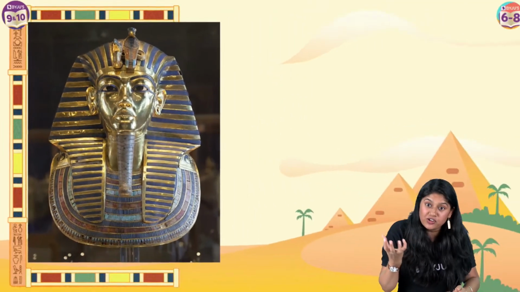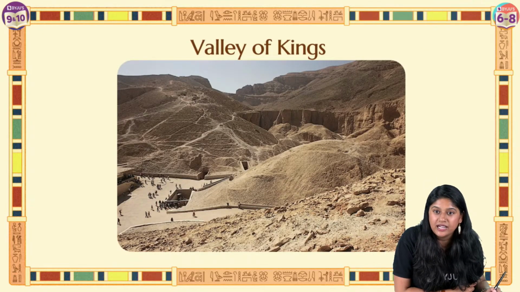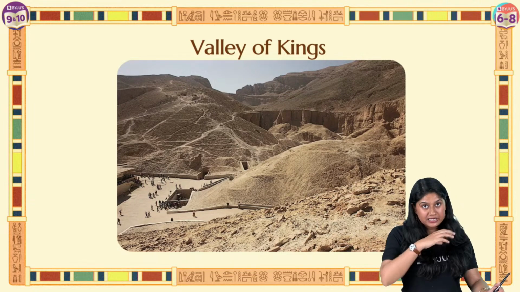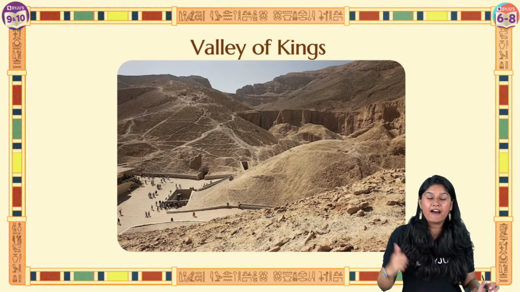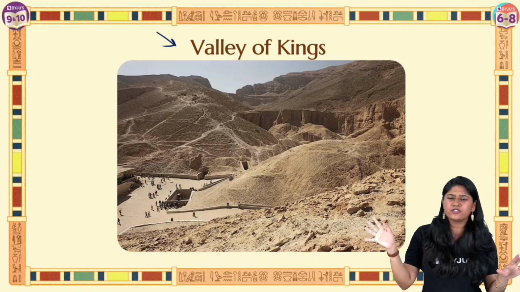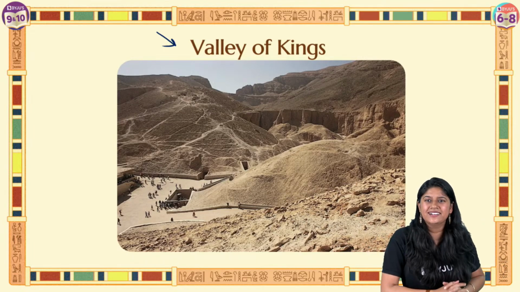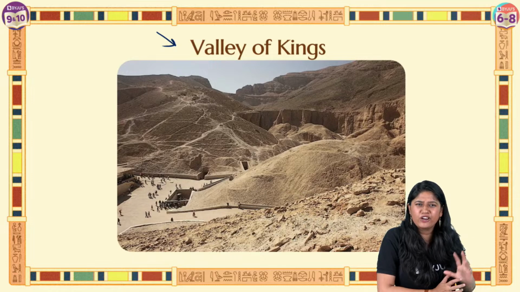His tomb was found in the Valley of the Kings, right? Now in Egypt, near Luxor, on the west bank of the Nile River, we have this, which is the Valley of the Kings. What do you think we will have in the Valley of the Kings, everyone? What do you think?